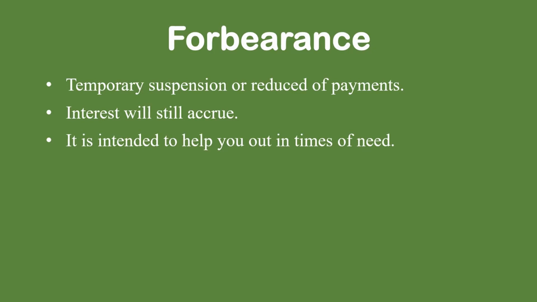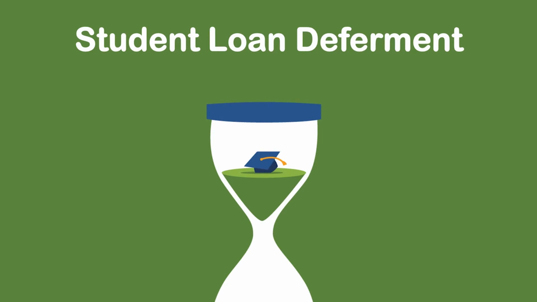The next is deferment. Deferment is a period where you postpone making payments on your loan. Interest doesn't accrue on subsidized federal loans.